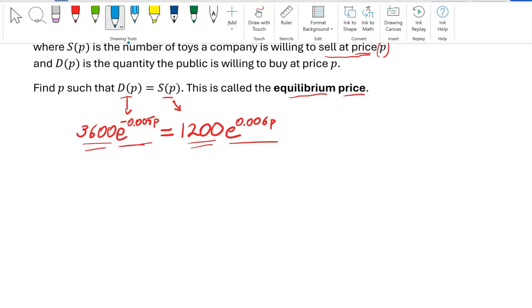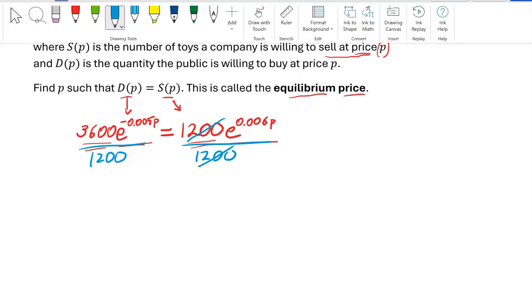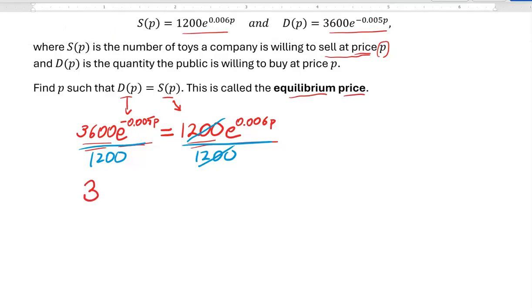Why not? Let's suppose we say, okay, let's divide, because we're usually thinking, well, we need to get the e by itself. So let's do it. Okay, that's going to cancel out on the right side. 3600 divided by 1200. That's pretty nice. That's just 3. So we got 3 e to the negative 0.005p equals e to the 0.006p right there.